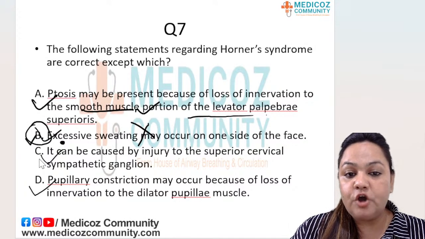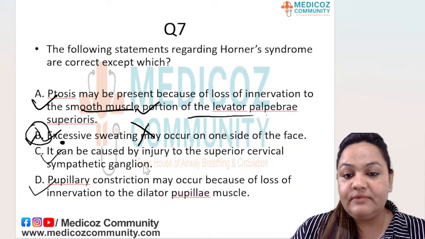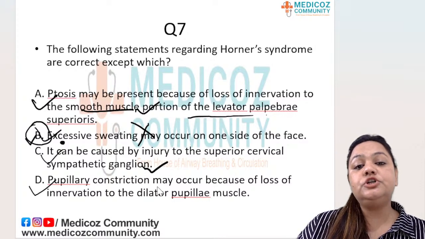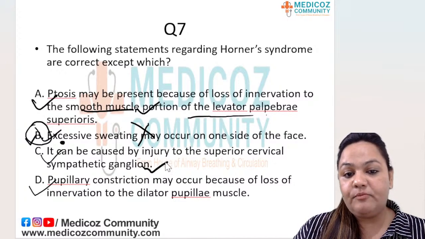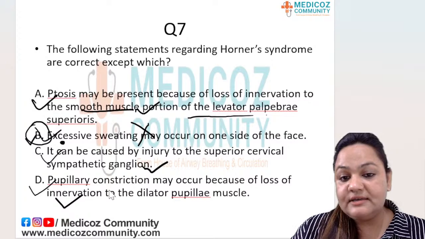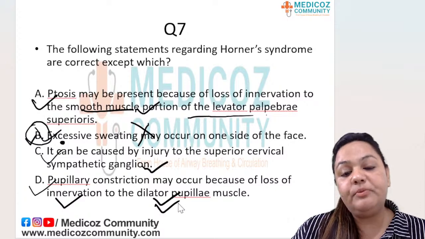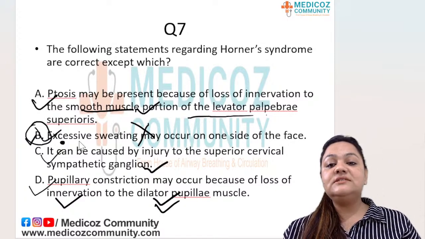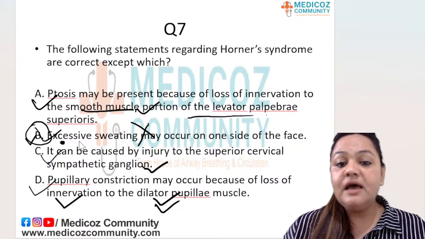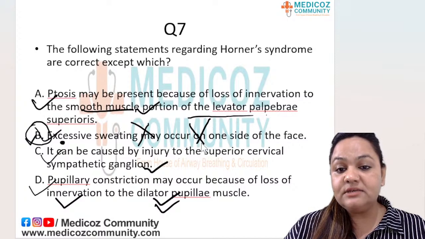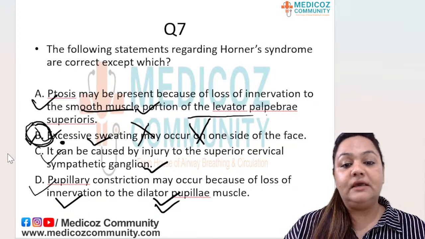We will look at options C and D as well. Option C is it can be caused by injury to the superior cervical sympathetic ganglion. Yes, it can occur due to injury to the superior cervical sympathetic ganglion, because the sympathetic supply passes through it and arises from here. Then we have pupillary constriction. Yes, pupillary constriction will be there because there is loss of innervation to the dilator pupillae muscle. Okay, so all these signs and symptoms we can find there: ptosis, miosis, anhidrosis, enophthalmos, but there is no sign or symptom showing excessive sweating on the face. So our answer is option B.